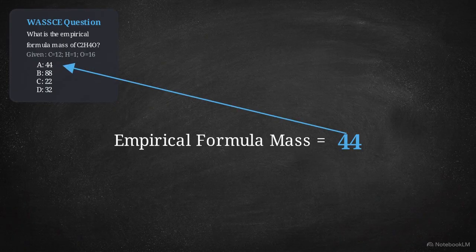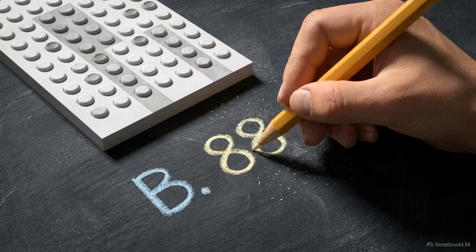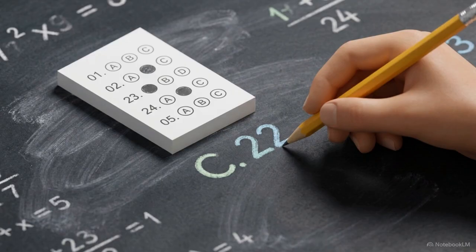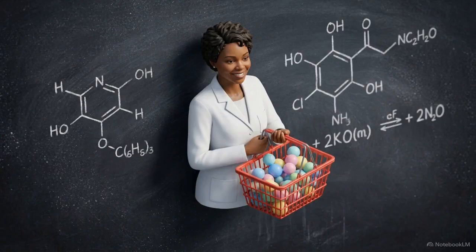Looking back at our docked WAEC question, we can see that our total matches perfectly with option A. Notice the other options provided by the examiners. Option B is 88, which is exactly double our correct mass, and option C is 22, exactly half. These are placed there to catch calculation errors. By treating the empirical formula mass as the combined mathematical cost of the elements in your basket, you arrive safely at the correct number every time.